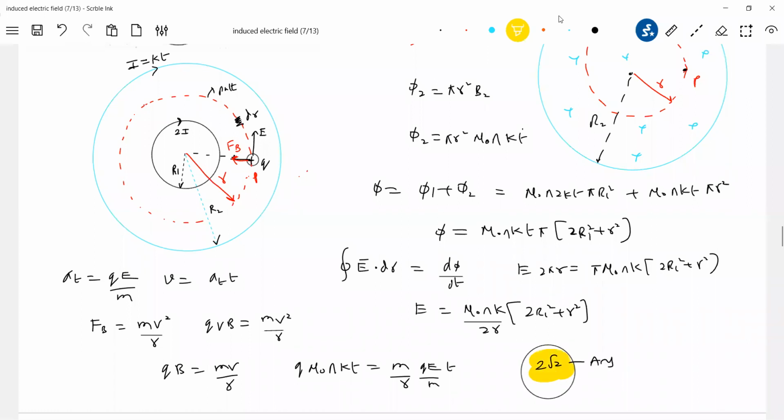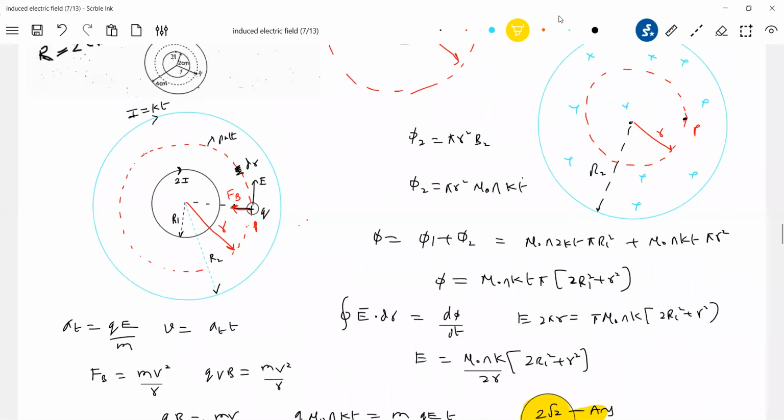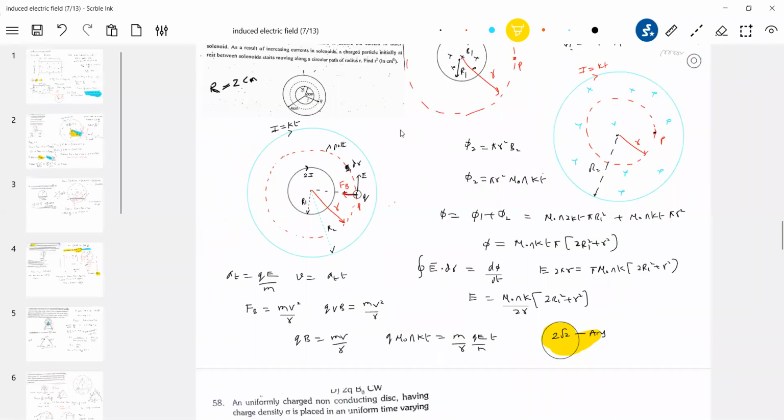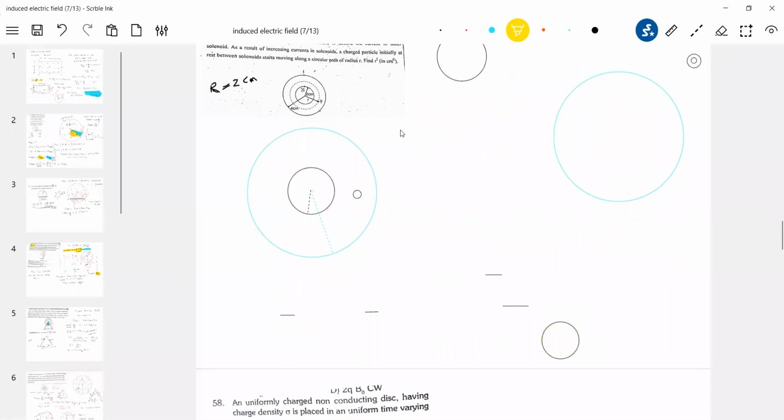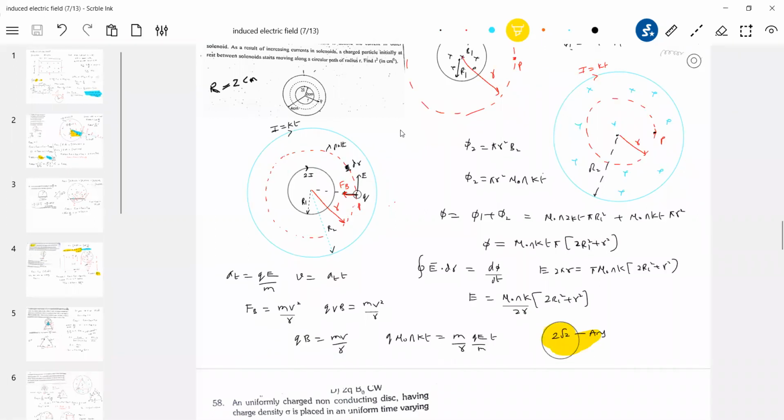Some application problems. So now just keep in mind, in a region where magnetic field is varying, induced electric field is set up. That induced electric field, what will it do? It will make the particle accelerate. It will keep the particle in equilibrium. It will keep the particle moving in a circular path. So many conditions will come for you. You must be ready for that one.